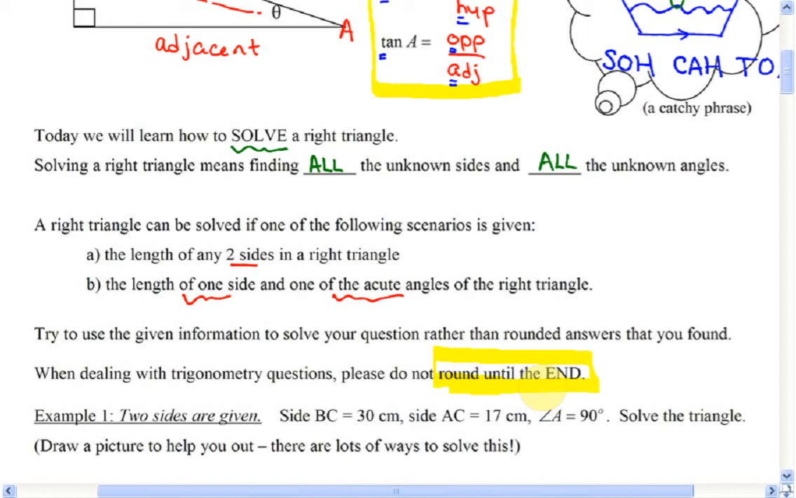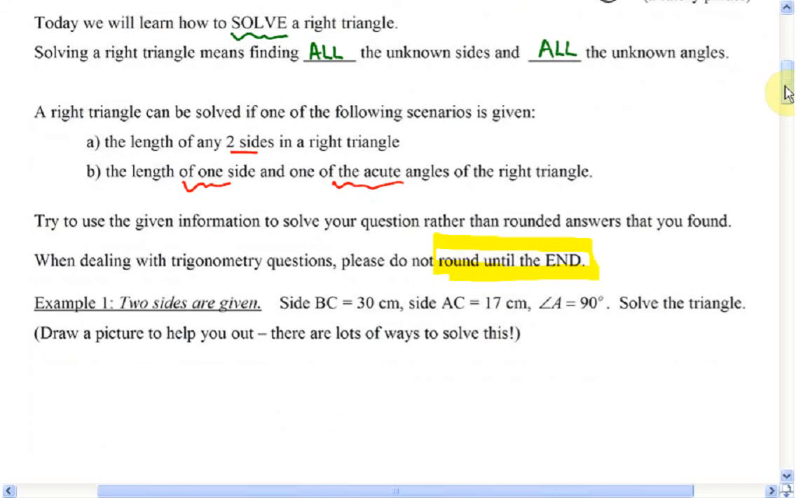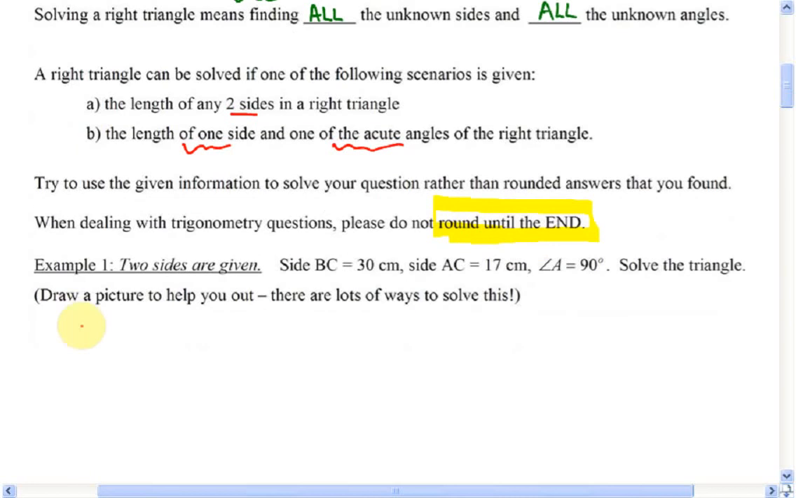Example number one. This is the question where I give you two sides, so that's like this first scenario. Let's take a look. It says, side BC is 30, side AC is 17, and angle A is 90. Solve the triangle. Well, first of all, let's draw the triangle. Okay? So I'm going to ask you always to draw a right angle triangle. Okay, so please draw this in. Okay? And then I want you to label the sides for me. Before we do that, let's label the vertices. Angle A is 90, so this must be A down here because it's a 90-degree angle. B and C, it doesn't really matter which one's which. I'll put B up here, I'll put C down there.